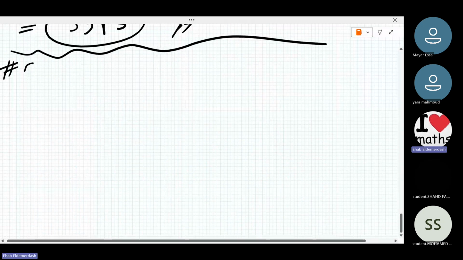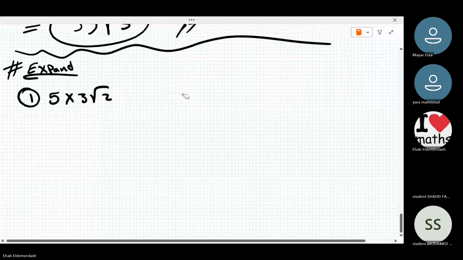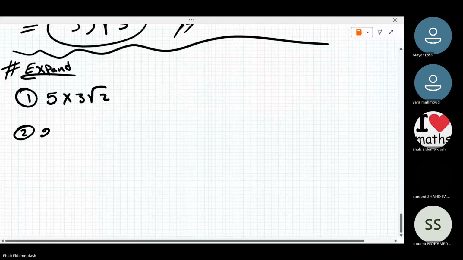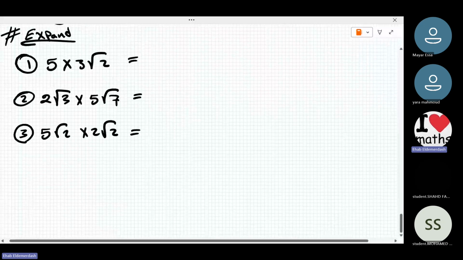Expand. First question: 5 into 3 root 2. Next one: 2 root 3 into 5 root 7. Next: 5 root 2 into 2 root 2. Find out the answer. Please don't use the calculator. In these types, please don't use the calculator. Try to do it mentally.